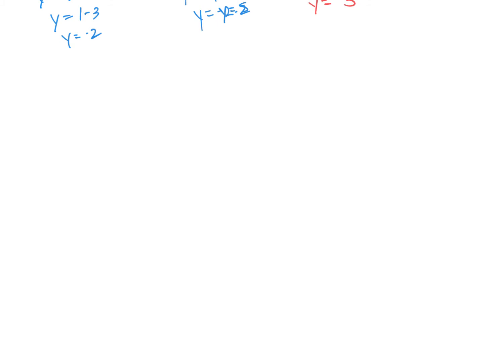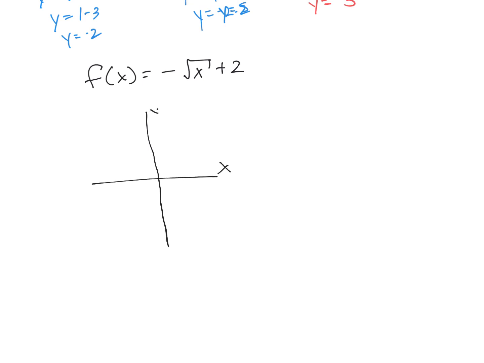Okay, let's look at another one. I'm going to change the slope to a negative. So we'll keep it simple. We'll keep a negative 1. And I'm going to do the square root of x plus, I don't know, plus 2. We'll just kind of keep our graph small. Okay. So I'm going to do my chart here.